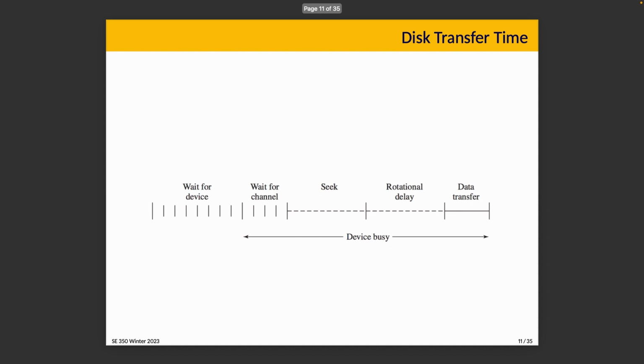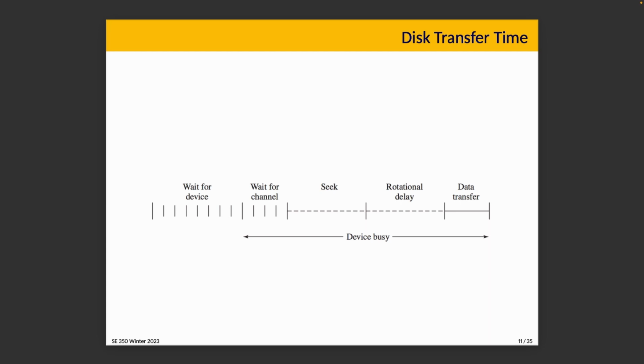So let's actually think about doing a disk transfer. What we actually see looks something like this. We're going to have to wait for the device if we need to wait our turn. That's possible. We don't necessarily count that in the time it takes to complete the request. And then we have to submit the request. That's the waiting for channel. That's where we are submitting the request and sending it to the device. And then there is the seek time, which is moving the arm to the correct location, so finding the correct track that we are interested in.